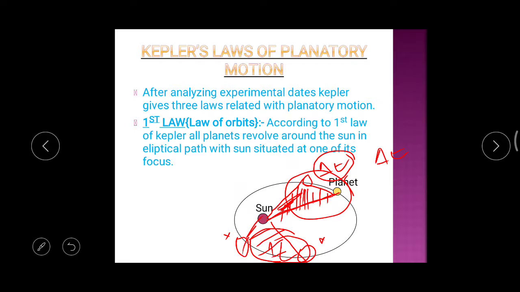That means here we can say the change in area, delta A by delta t, will be a constant. It means area per unit time will be always a constant. The area covered by the vector which is joining the sun and the planet will always be a constant for a unit time interval.